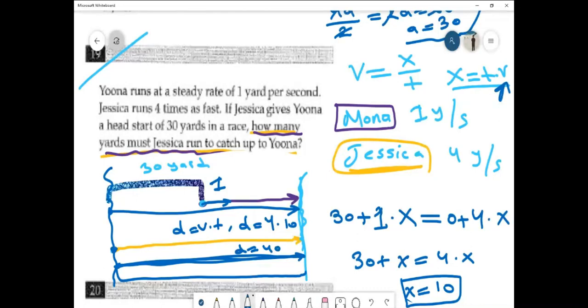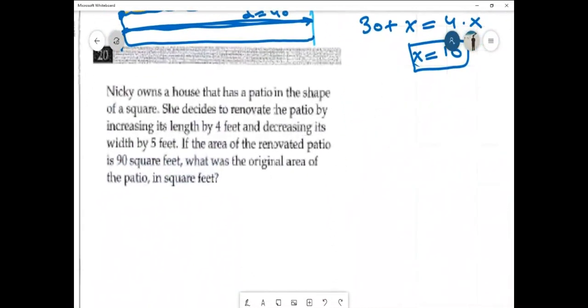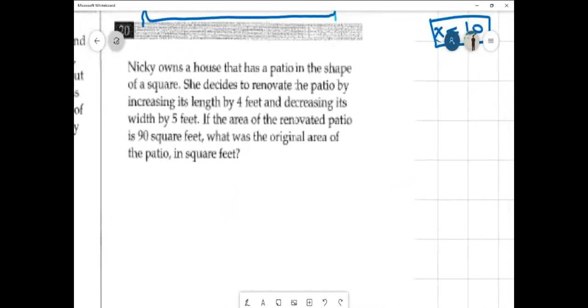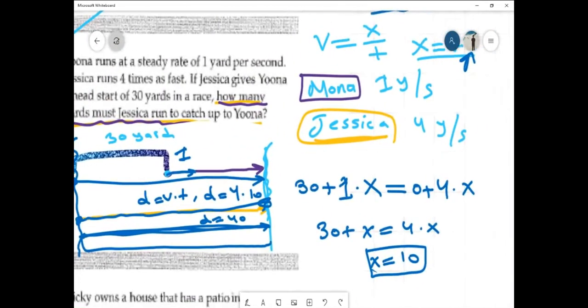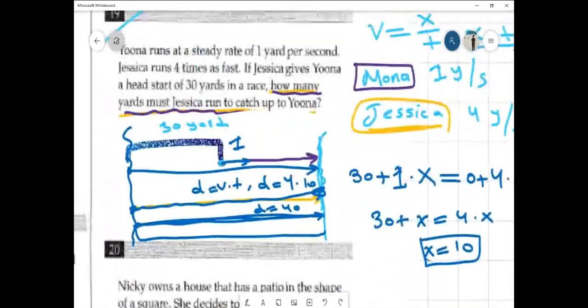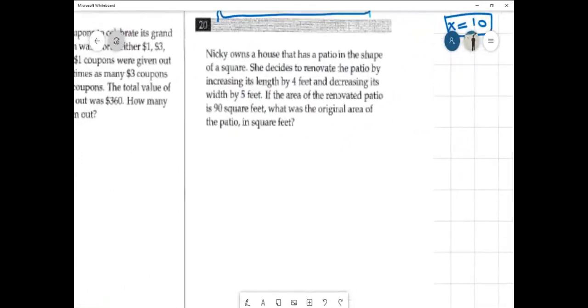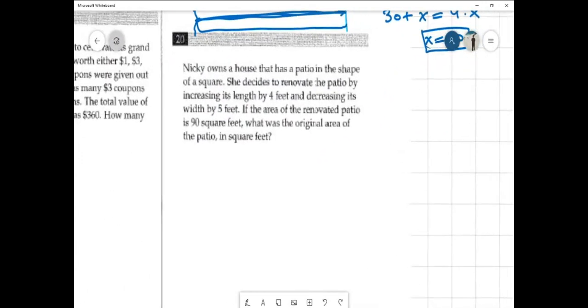30 plus x will be equal to 4 times x, and x will be 10 from here. x is the number of seconds it takes for Jessica and Mona to be in the same spot. So I'm going to find this distance. The distance d is equal to v times t. I don't know the distance, but I know the velocity of Jessica, which is 4, and the time, which is 10. So distance will be equal to 40 yards.